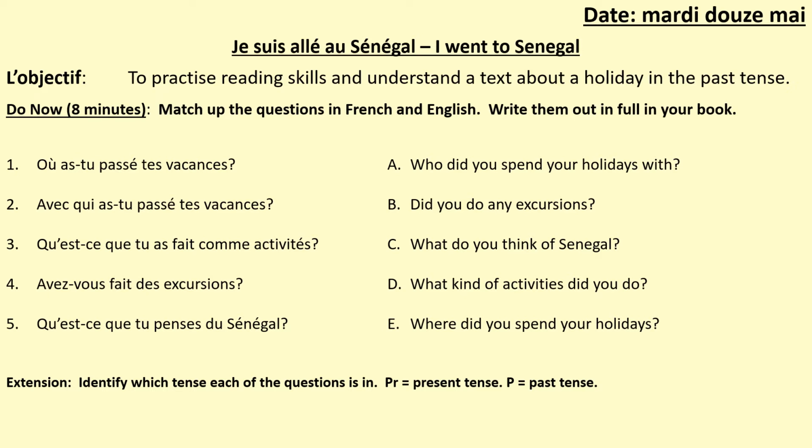If you find that you can do that really quickly, there is an extension which is to identify which tense each of these questions is in. So if it's in the present tense, you write PR next to the translated sentence, or if it's in the past tense, you just write the letter P. So press pause to complete the activity now.